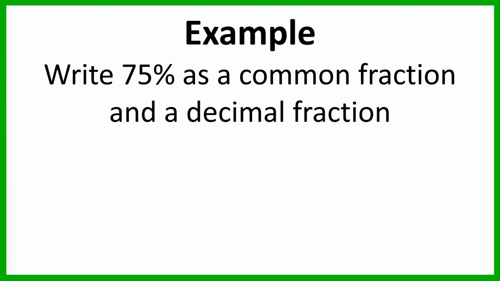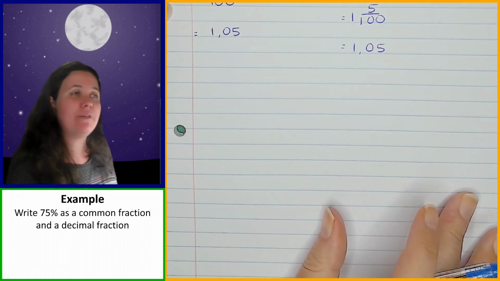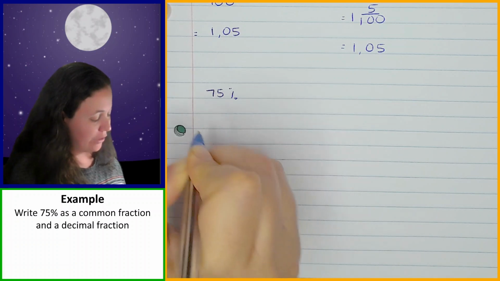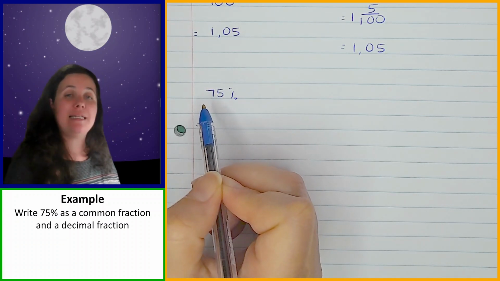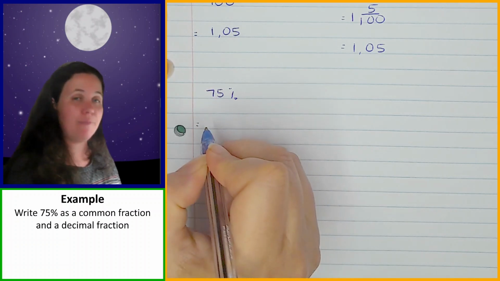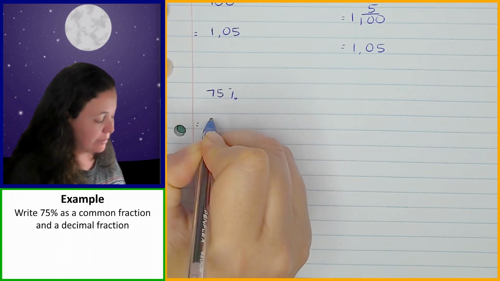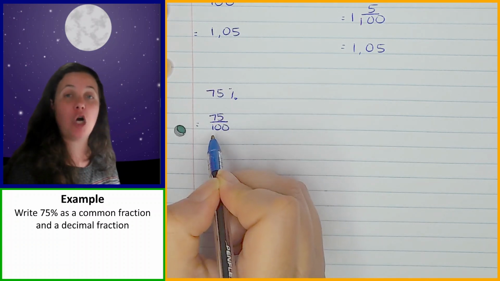Okay, so now in this example, we have to write 75% as a common fraction and a decimal fraction. Let's have a look at how we would do this question. So to convert 75% to a common fraction, first of all, remember a percentage is an amount out of 100. So if we write it as a fraction, we're going to be writing it as something out of 100. So it's going to be 75 out of 100, so 75 over 100. That is how we write it as a common fraction.